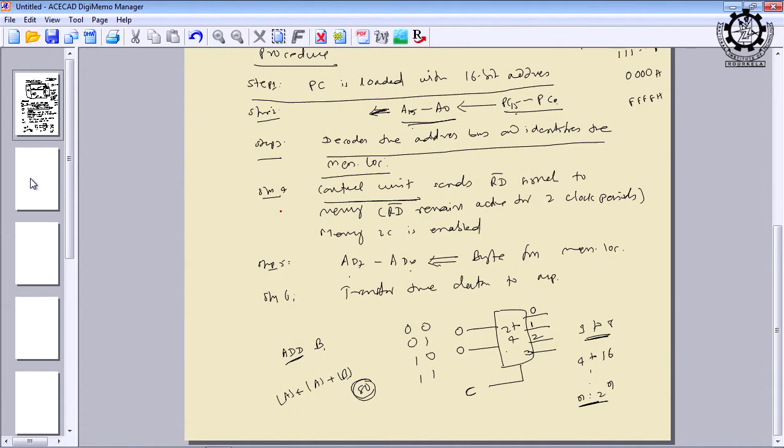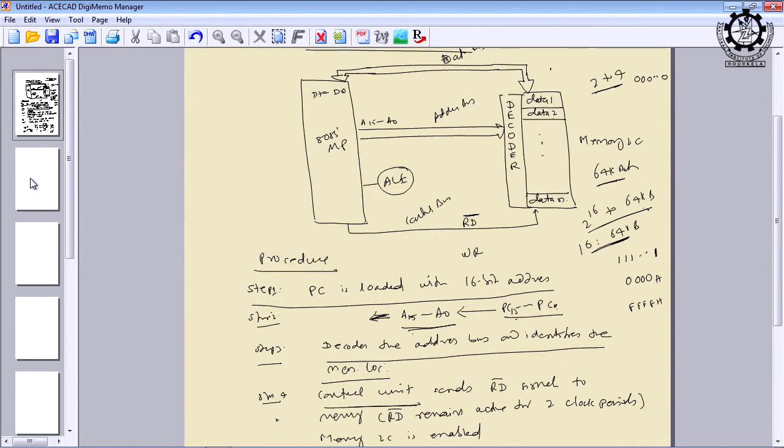Okay. But step 4 has to be different. Why? This time not the read signal, rather we should send the write signal. At that time what about the read signal condition? It must be inactive. So, this must be 1, this must be 0. Whenever you want to do the memory read operation, this must be 0 and write must be 1. And how to generate this signal? Again with the help of a decoder, that we shall see.